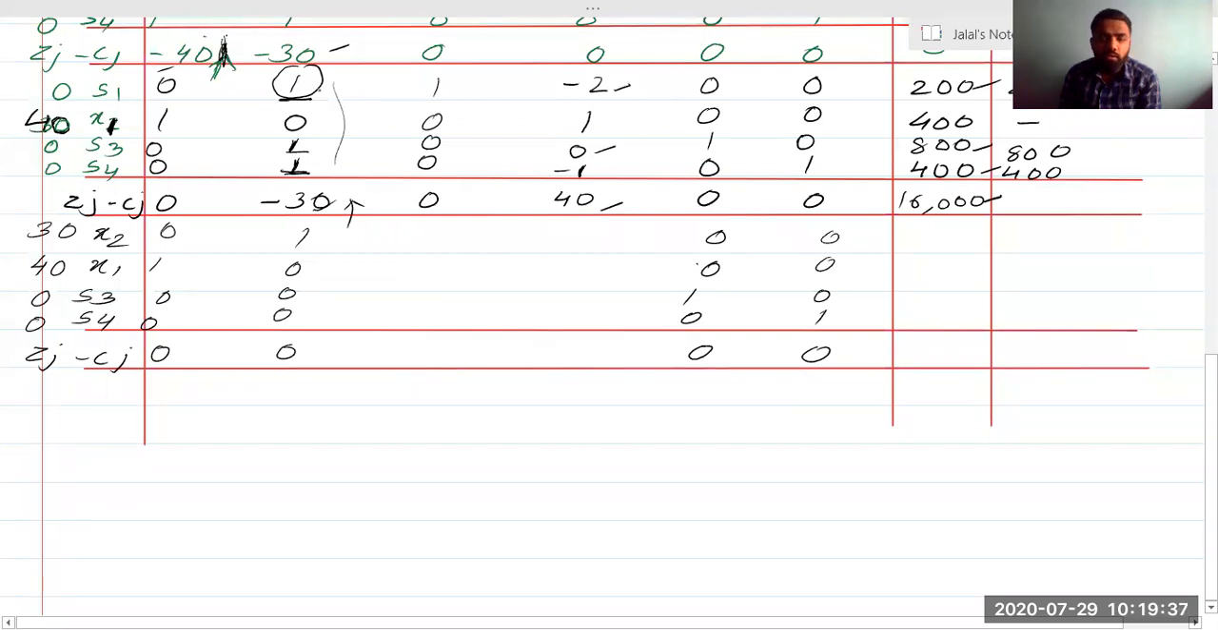So what do we need to do? We need to make it 1 only. Since it is already 1, we have to divide all the values by 1. So 0 by 1, you can see it is already 0. Then 1 by 1 is 1. Then again 1 by 1 will be 1. Minus 2 by 1 is minus 2. 0 by 1 is 0. 0 by 1 is 0. 200 by 1 will be 200.